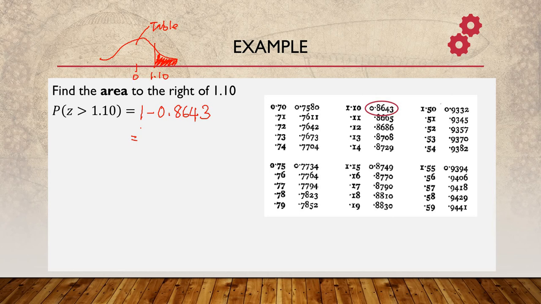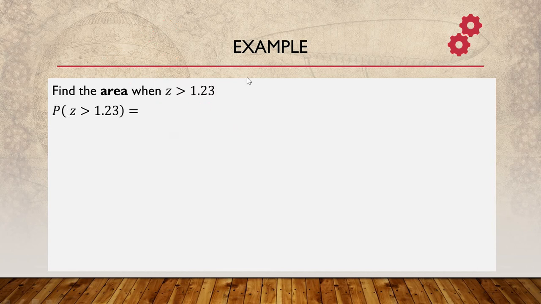So finding the tail will be 0.1357. Okay, so you have to know which is the area that you want to find, like this one, the right. So you know that you want the tail, the table gives you the opposite, so 1 minus 0.8643.